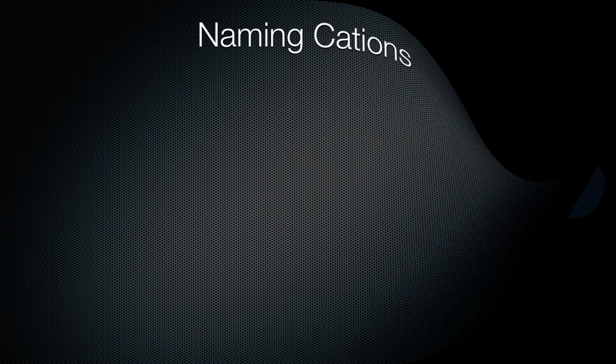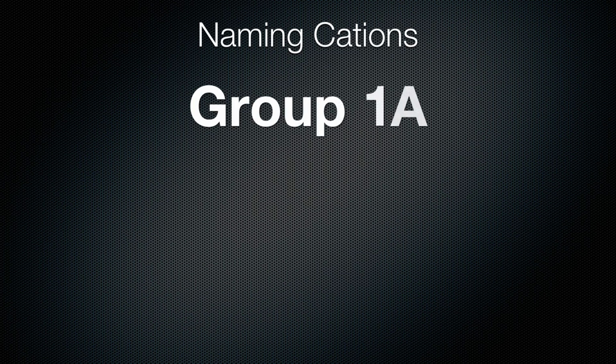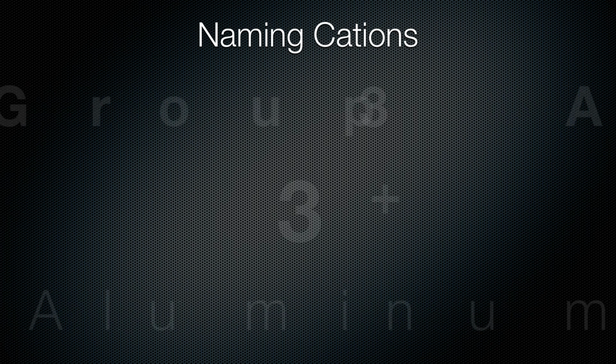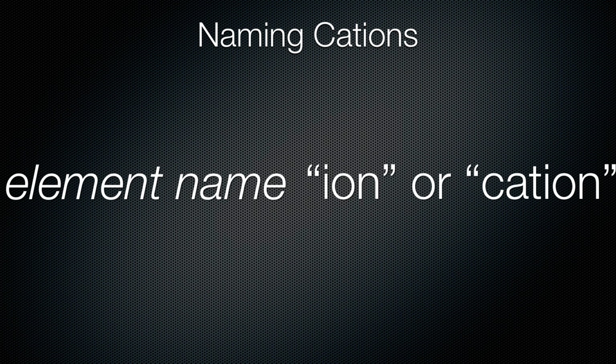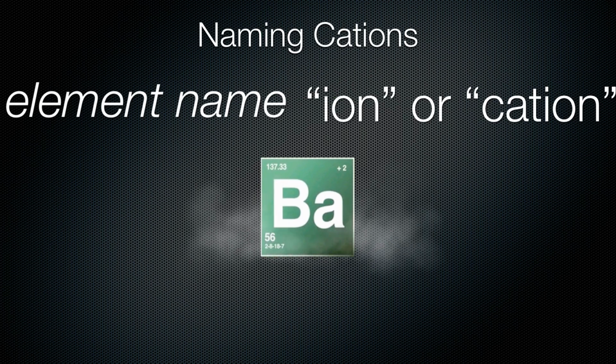Elements that are metallic usually lose valence electrons, so they all carry positive charges. Ions from group 1A end up with a 1+ charge. Ions from group 2A have a 2+ charge, and so on. In group 3A, where ions have a 3+ charge, aluminum is the only common metal. Cations are named by using the element name followed by the word ion or cation. For example, barium forms a cation either called a barium ion or a barium cation.